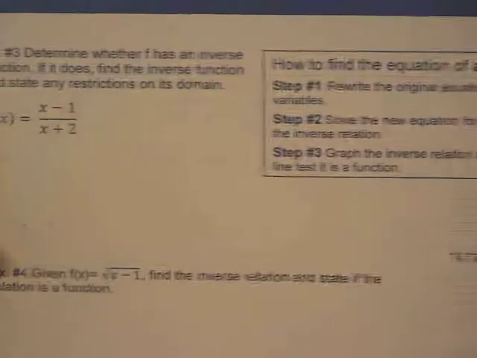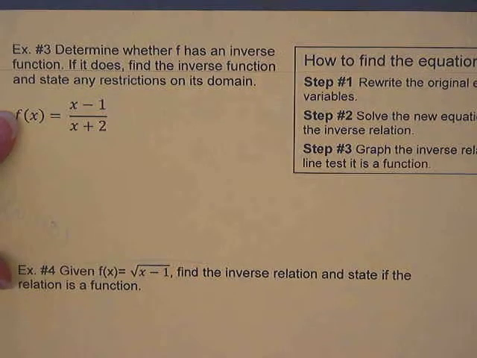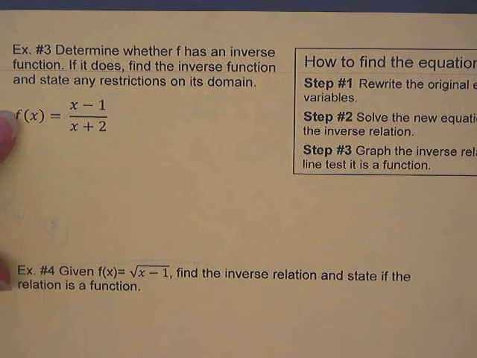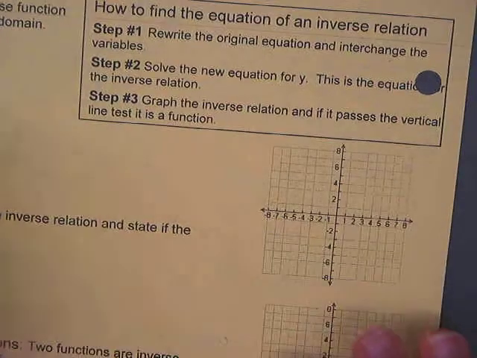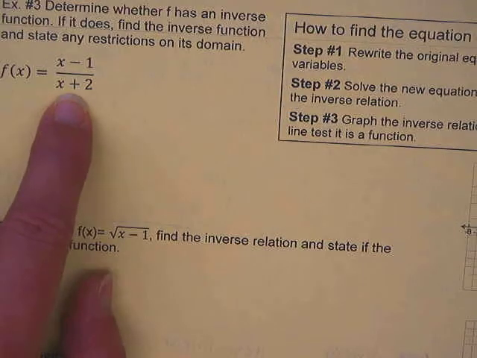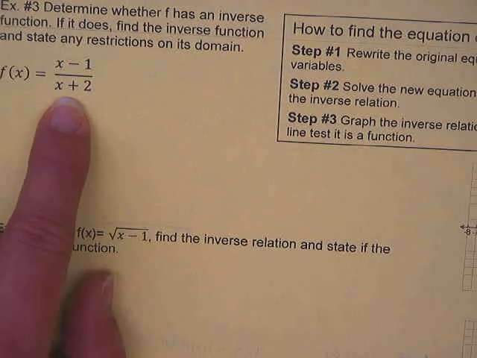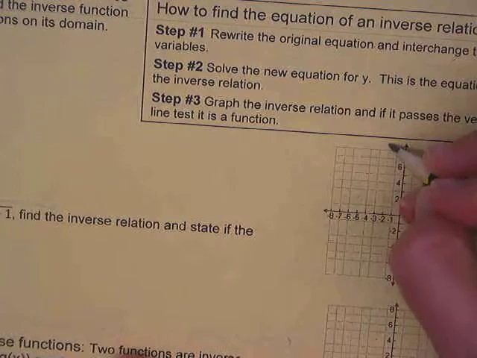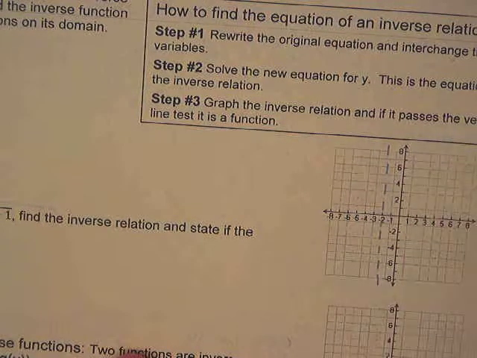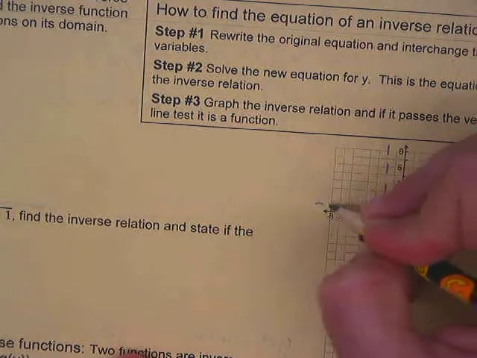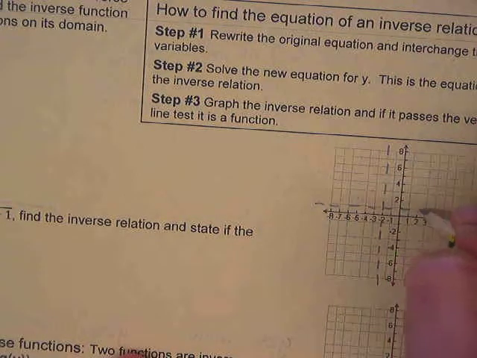So here we have a rational function, y equals x minus 1 over x plus 2. We could graph the original function to see if it passes the horizontal line test to start. We know that this is a rational function. The denominator cannot equal 0, so x cannot equal negative 2. So we know there's a vertical asymptote at negative 2. This rational function also has a horizontal asymptote at 1, which we will learn how to find later in the school year.